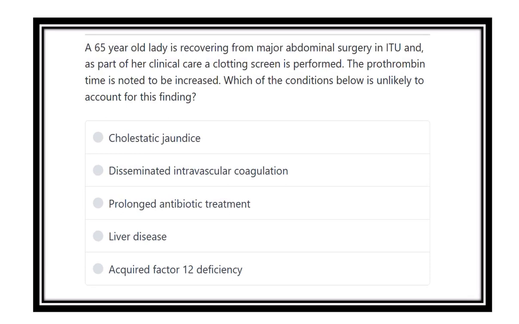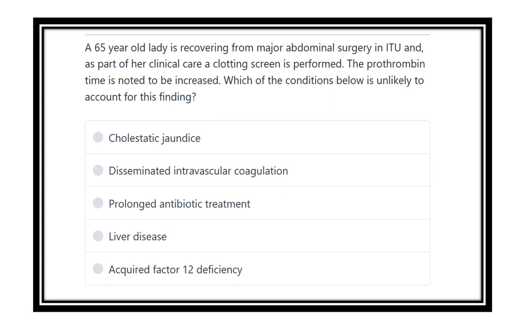A 65-year-old lady is recovering from major abdominal surgery in ITU, and as part of the clinical care, a clotting screening is performed. The prothrombin time is noted to be increased. Which of the following conditions is unlikely to account for these findings?